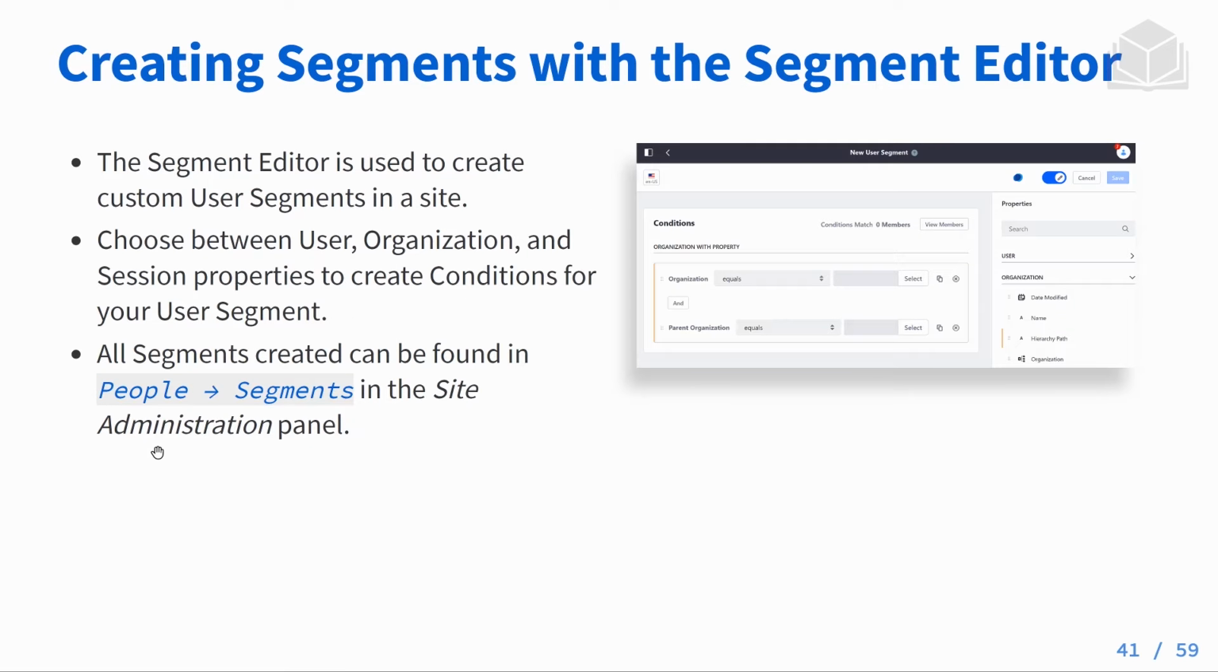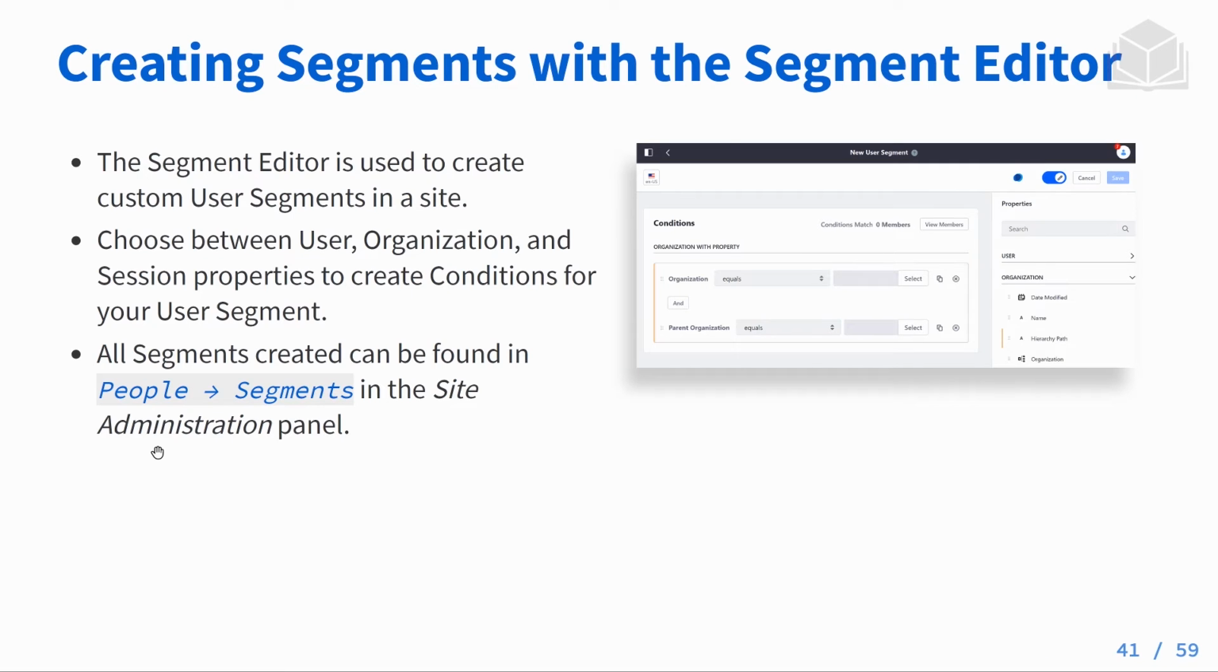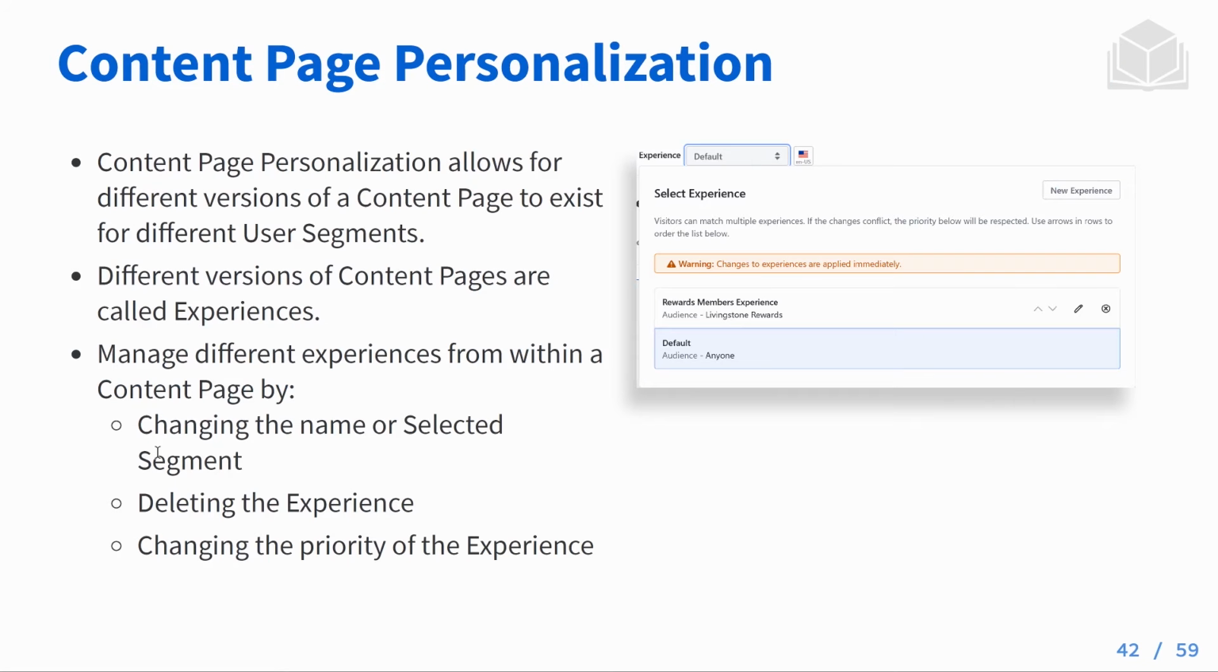Now, how do we create these user segments in the first place? In order to create these user segments, we're going to have a segment editor within our site administration panel. So we'll use this segment editor in order to create our user segments. We'll then have a number of different options as to which users are going to be included into which user segment.